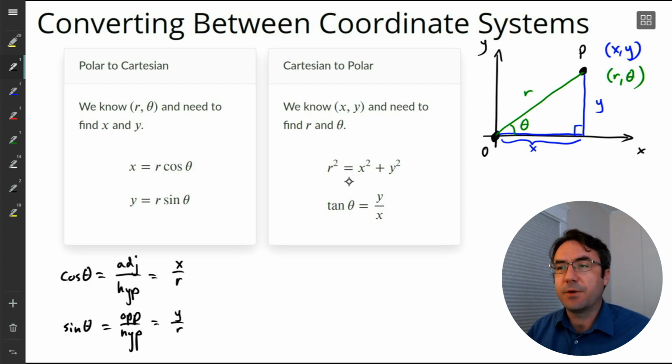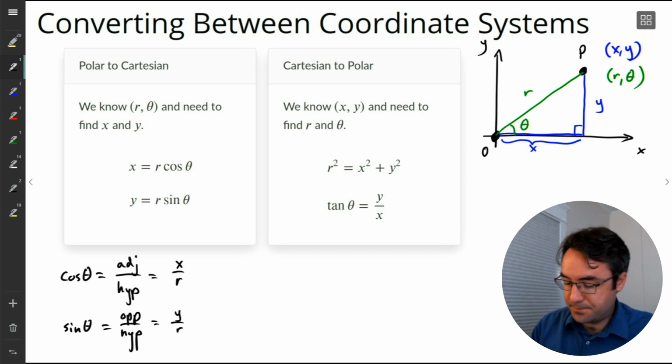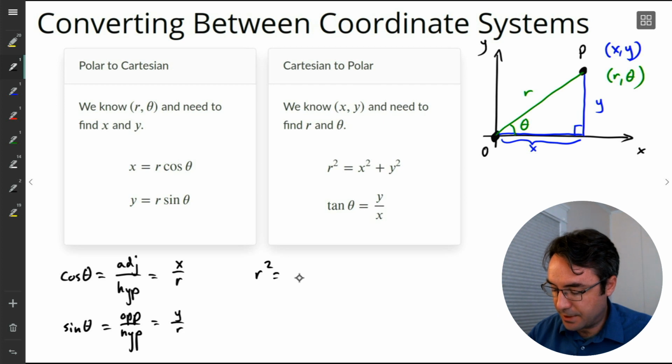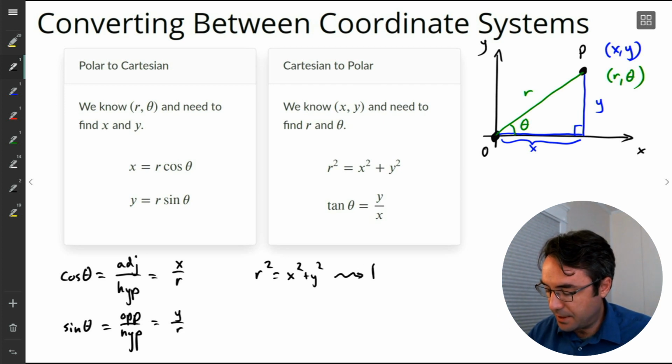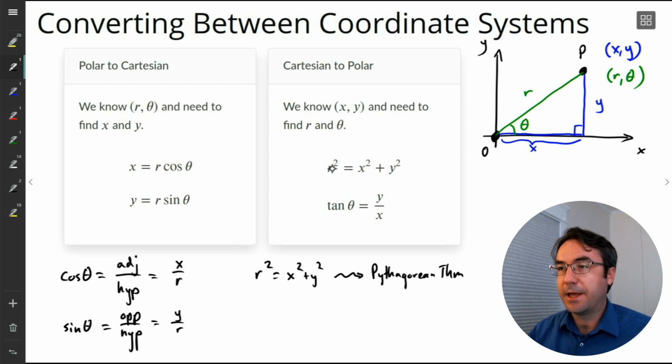Now, what about over here with r squared is equal to x squared plus y squared? Well, that's just the Pythagorean theorem. So we know the sides of a right triangle are related. So that other equation, r squared equal to x squared plus y squared, is really coming from the Pythagorean theorem. The length of the hypotenuse squared is equal to the sum of the other sides, each squared.